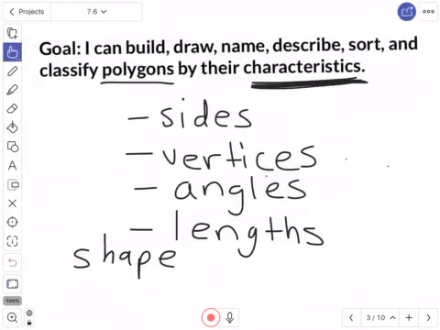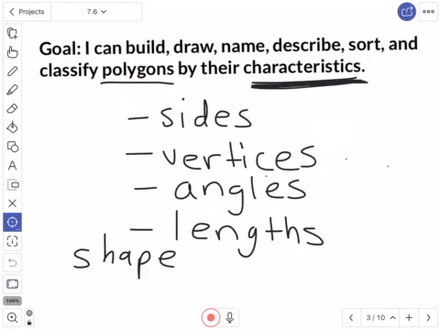This is for Unit 7, Lesson 6. It's all about geometry again. Let's read our goal together. "I can build." Ready? I can build, draw, name, describe, sort, and classify polygons by their characteristics.